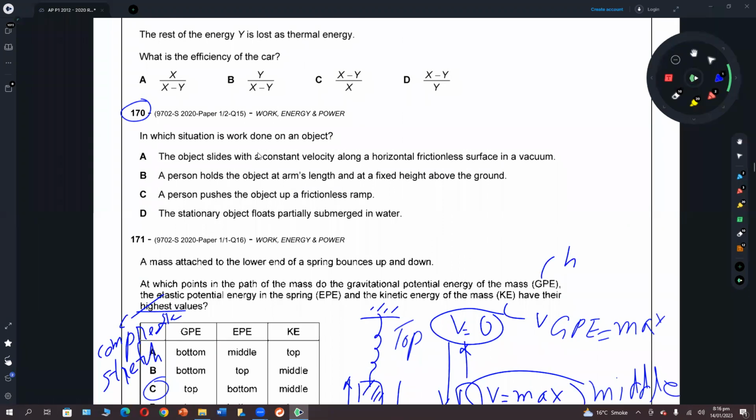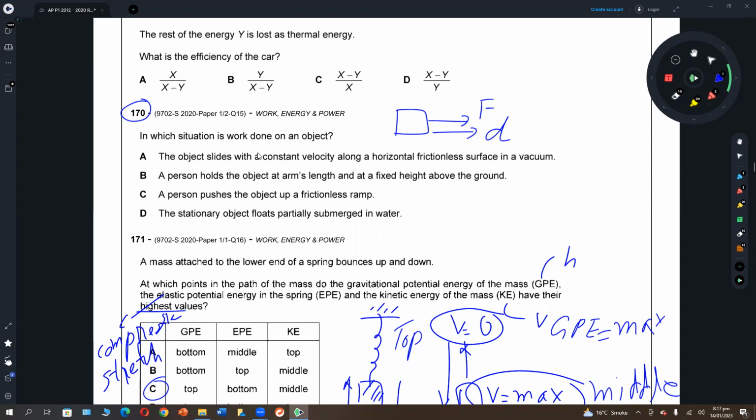In which situation is work done on an object? Work is done when an object moves in the direction of the force. If this is the object, this is the force and this is the displacement, then it is work done. Work is done when force and displacement are in the same direction.